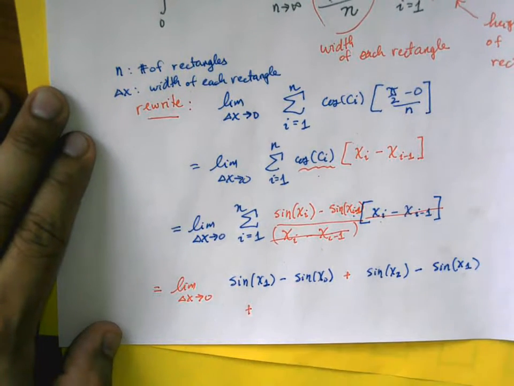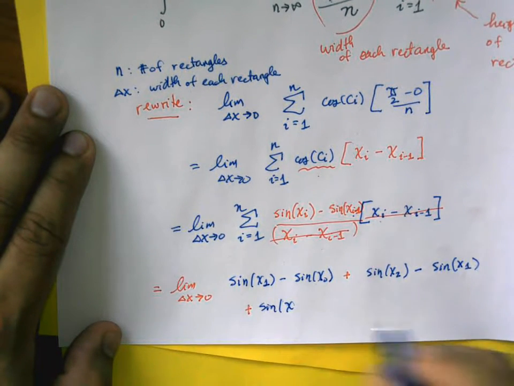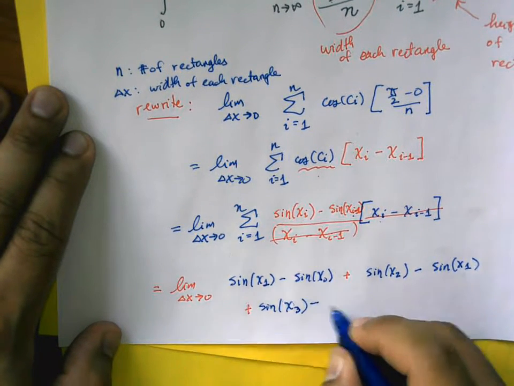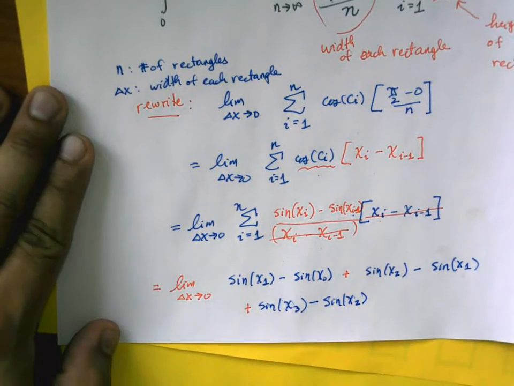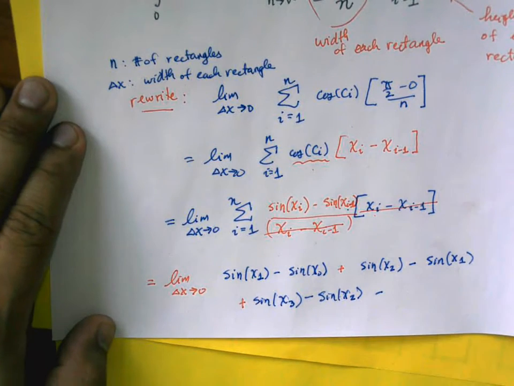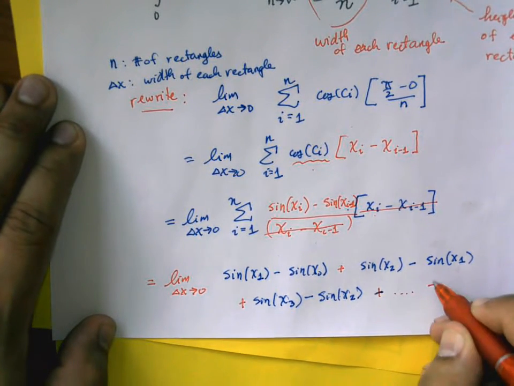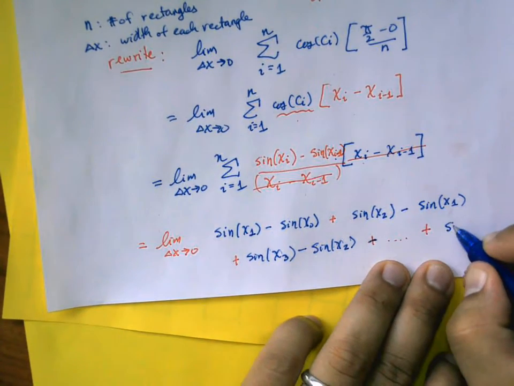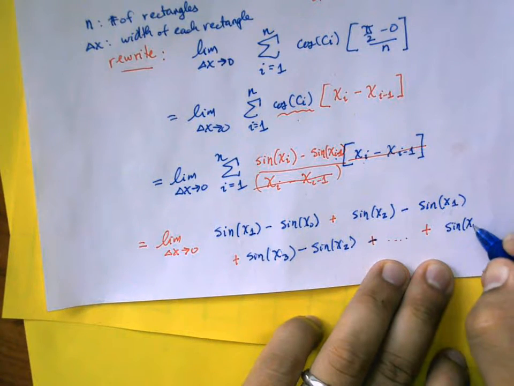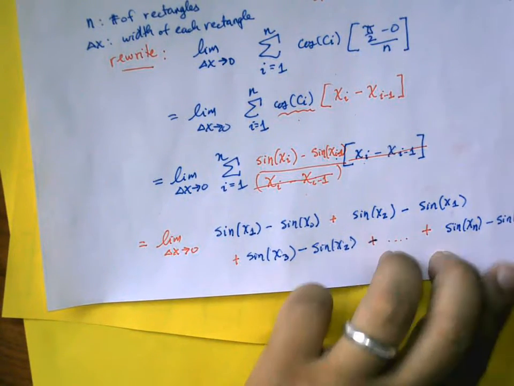The third term that we have is going to be sine of x3 minus sine of x2. And we're going to keep on going. We're going to keep on adding, dot, dot, dot, until we get to the last term, which is sine of xn minus sine of xn minus 1.